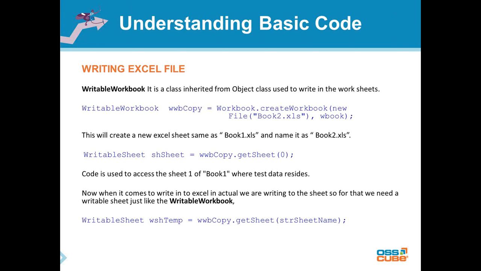And you can pass the whole path here. I'm just writing it book2.xls, so it will create the book in my Project Explorer itself. And I'm passing the object of workbook as well, which I have told you in the last slide is the object of the book1.xls. So this will create the replica of book 1 into the book name as book2.xls.